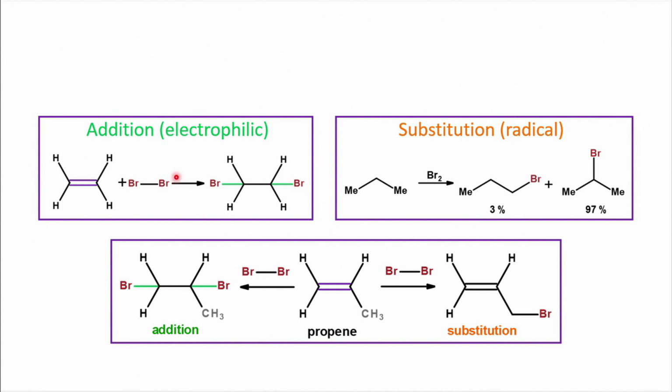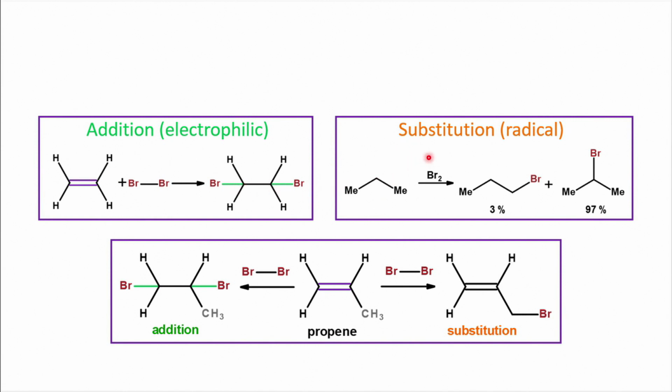Let us start our next session, allylic bromination. We have actually studied alkenes earlier, that is, alkenes undergo electrophilic addition reactions. So, when bromine is added to an alkene, we get the addition product as shown here.